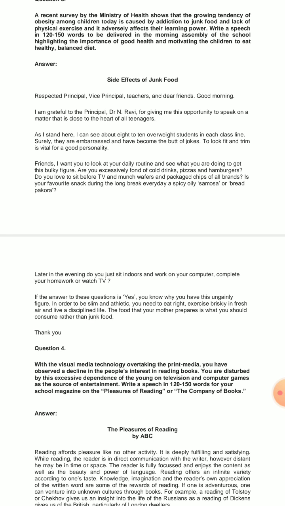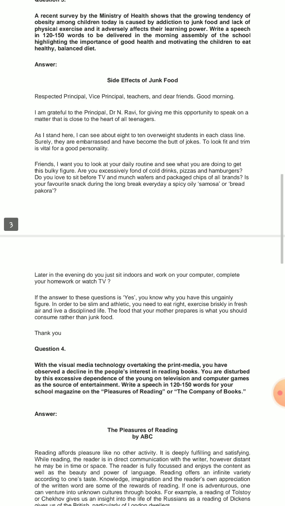Write a speech in 120 to 150 words to be delivered in the morning assembly of the school, highlighting the importance of good health and motivating the children to eat a healthy, balanced diet. So this particular question and the one that I discussed a bit earlier, more or less it is on similar lines of not taking a balanced diet, obesity, lack of physical exercise. More or less it depends on that. It is basically related with the same theme.